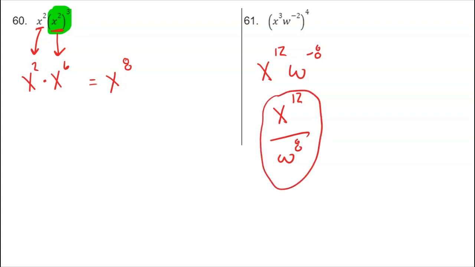Now, I want to be very clear here. If we had x plus 4 raised to the third, that does not become x to the third times 4 to the third, or even x to the third plus 4 to the third. No, no, no, no, no. When you have two terms in there, when you have a binomial, you have to actually multiply that out: x plus 4 times x plus 4 times x plus 4. You have to have a monomial, like we see here, one term, then you could use that rule that we just worked on. Please be very careful with that.